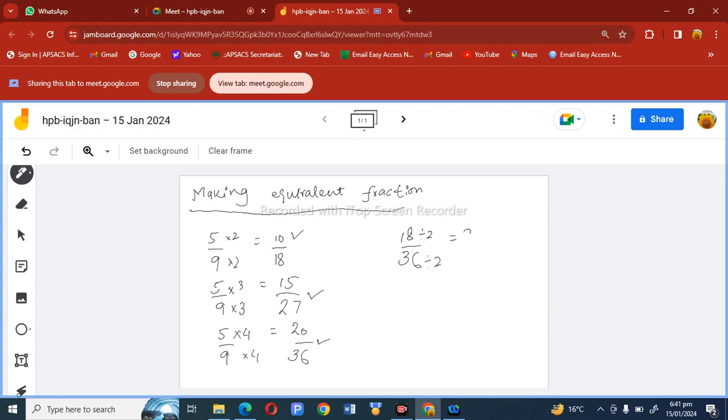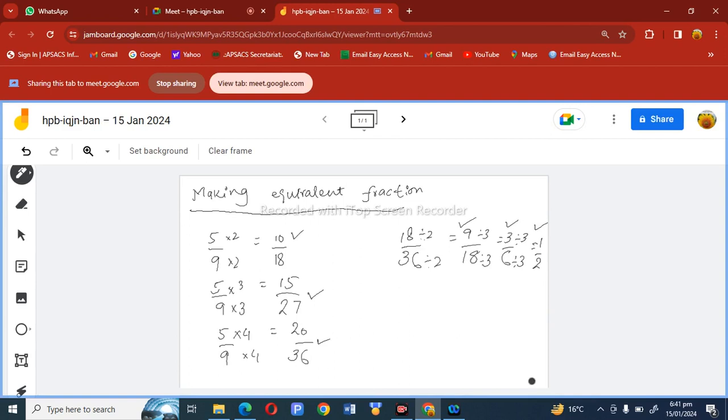2 nines are 18, and 2 eights are 16, 2 ones are 2, 2 eighteens are 36. Now you can further simplify it with the table of 3. So 3 threes are 9 and 3 sixes are 18. Now you can further simplify it with the table of 3. So you will get 1 by 2. So this is your first equivalent fraction, 9 by 18. This is your second equivalent fraction, 3 by 6, and this is your third equivalent fraction, 1 by 2. So this is how you can also make more than one equivalent fraction.